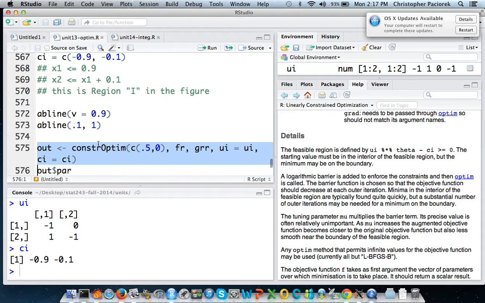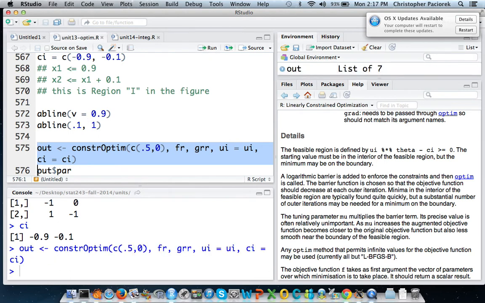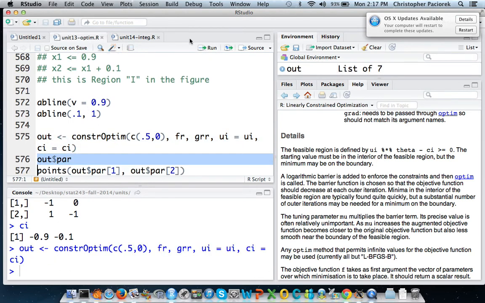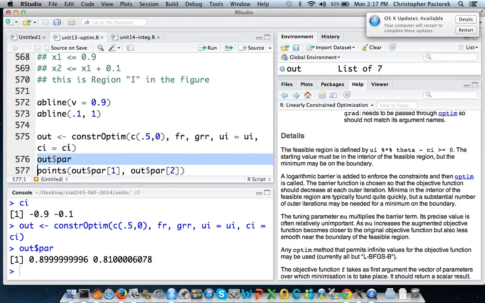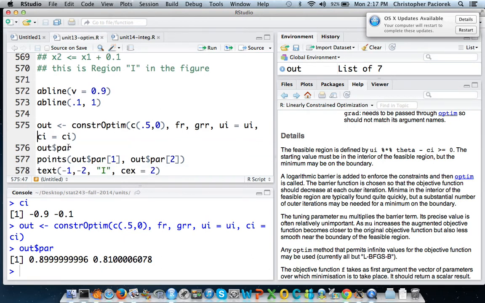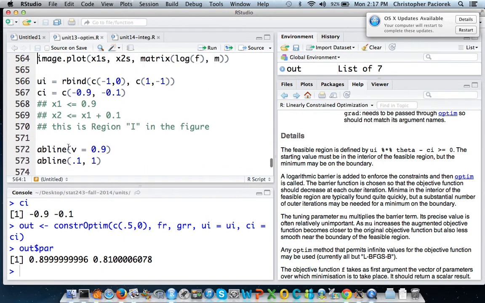All right, so then if we go ahead and run the constraint optimization, we give it starting values, of course, and we need to make sure that these starting values are in the feasible region. They're in the region that's defined by the constraints and are valid places for a solution to lie. And I give it the actual function, the gradient function, and then the UI and the CI, and I go ahead and let it run. It looks like it went pretty quickly. And then we can look and see what are the values that it found as the optimum. And I have to go back and do the plotting again.